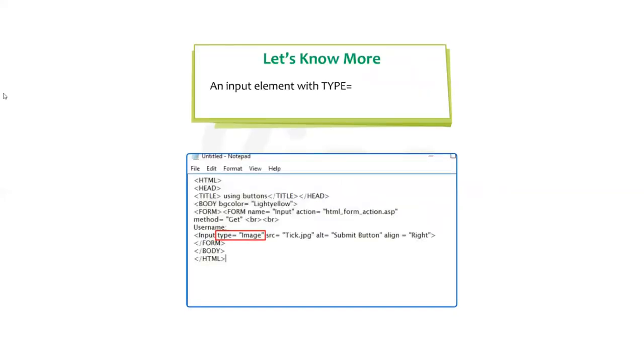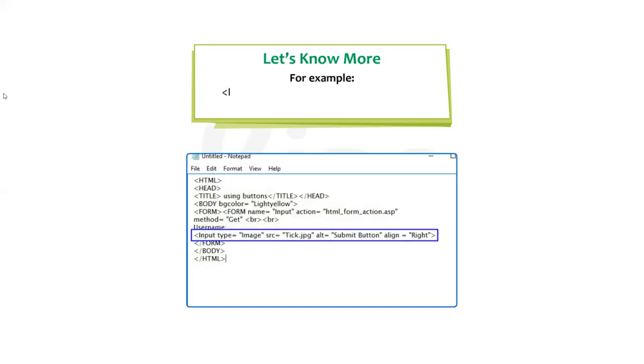Students, let's know more. An input element with type equals to "image" creates an image button. An image button is similar in function to a submit button. For example, input type equals to "image", src equals to "tick.jpg", alt equals to "submit button", align equals to "right".